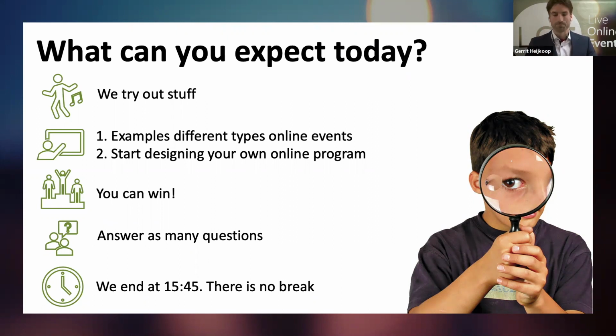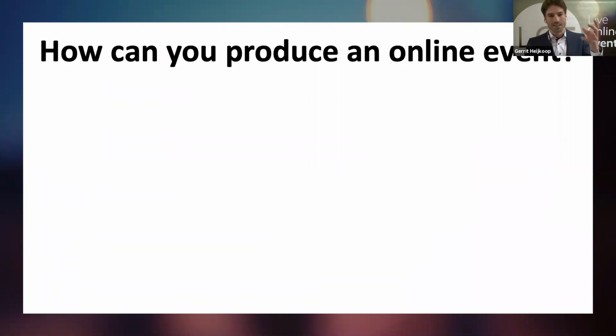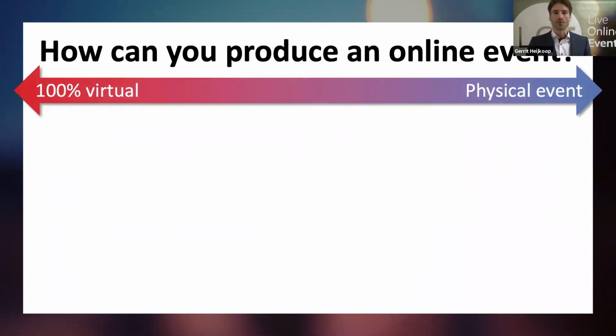Let's move on quickly. First segment, examples of different types of events you can produce. Well, a great thinking model is this scale from a 100% virtual situation to the physical event situation that we're used to. And let's be hopeful that we'll soon be back in a scenario where at least smaller meetings are possible and soon after that, bigger meetings are possible as well. I'll use this scale to plot different examples of online events to help your imagination of all the different things you can do.